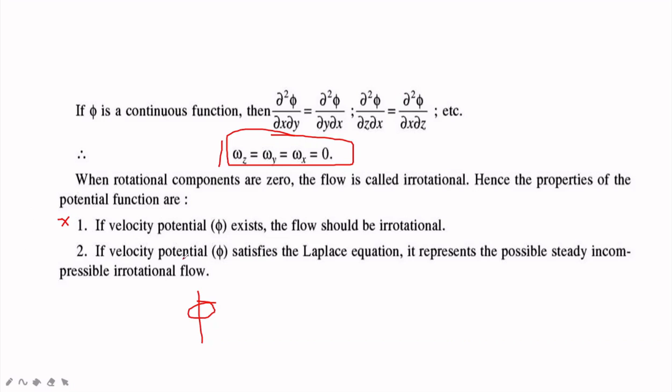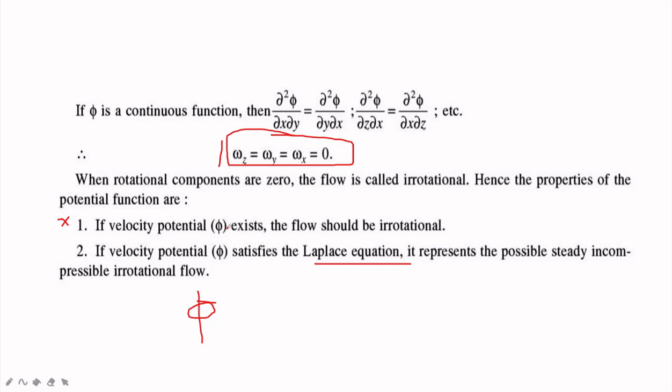If the velocity potential phi satisfies the Laplace equation, it represents a possible steady, incompressible, irrotational flow. Understood? So if the velocity potential phi exists, then the flow is irrotational. If it also satisfies the Laplace equation, then it is a steady, incompressible and irrotational flow.